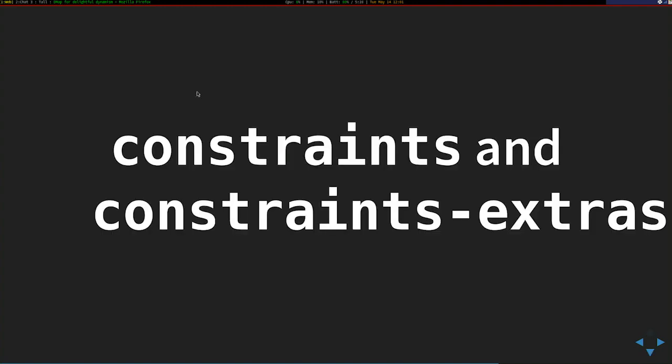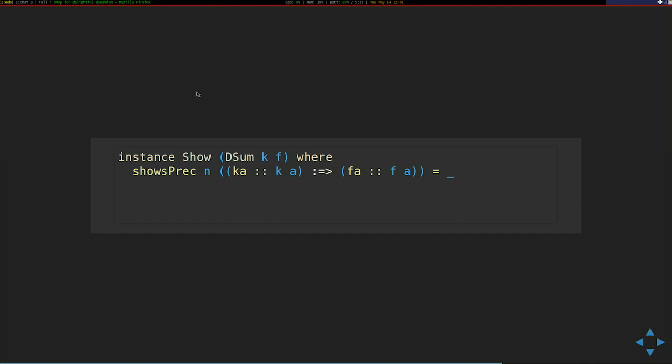So to get away from wizard magic to Ed magic, the last little trick that gives you good behavior with constraints is using the constraints in the constraints-extras package. And we're going to use this to write a Show instance for DSum. So we have a key, we have a functor, let's show it. Or let's think really hard about how to show it, because it's not really obvious what we're going to need.